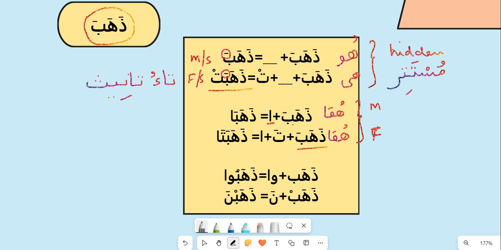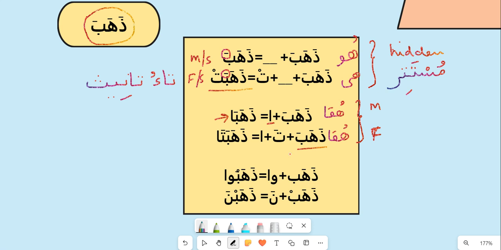And when it gets attached with the ba, you can see the fatha of the ba is maintained, only alif of duality is attached, so it becomes dhahaba. So when you see only an alif of duality, one single alif here, know that it is being used for the male dual, two male people. So this is one important point.